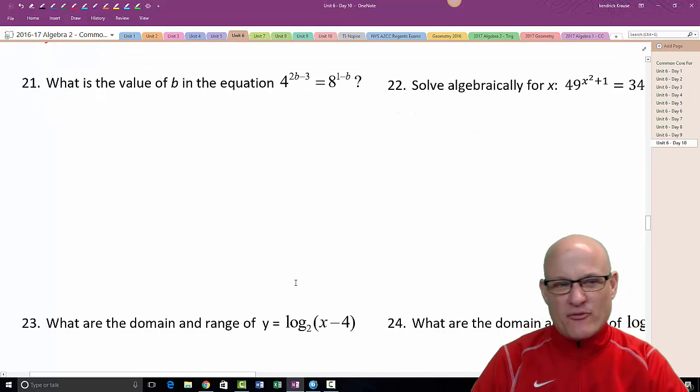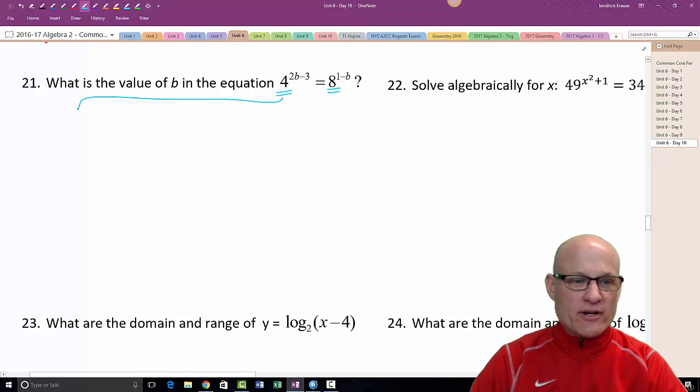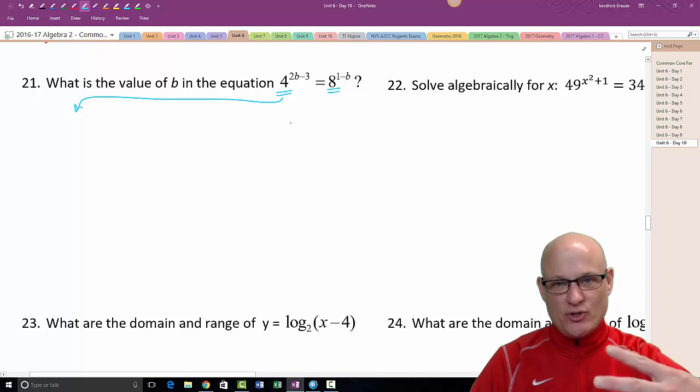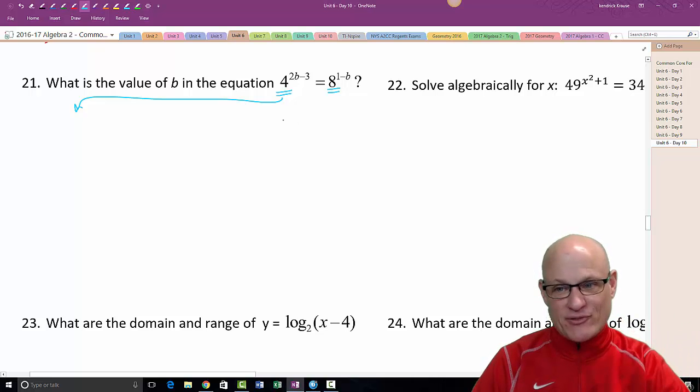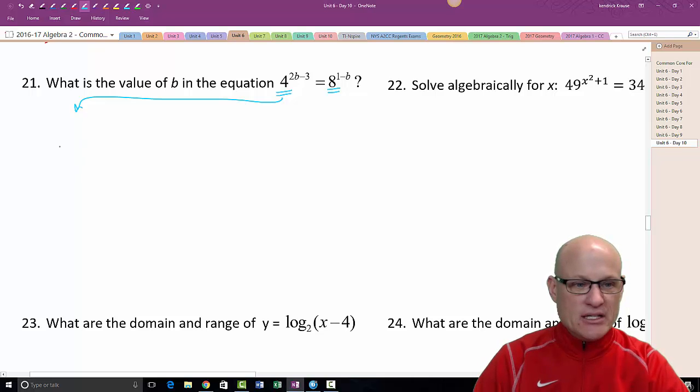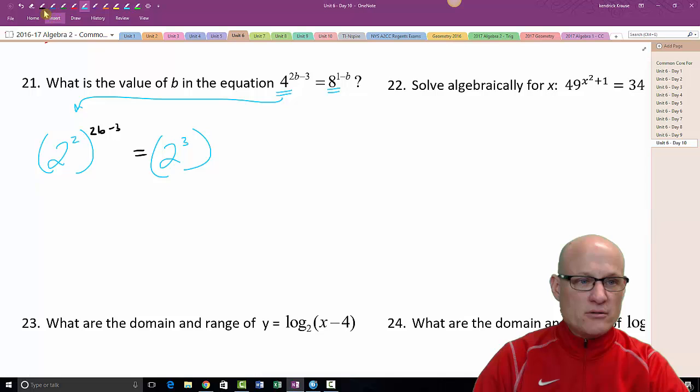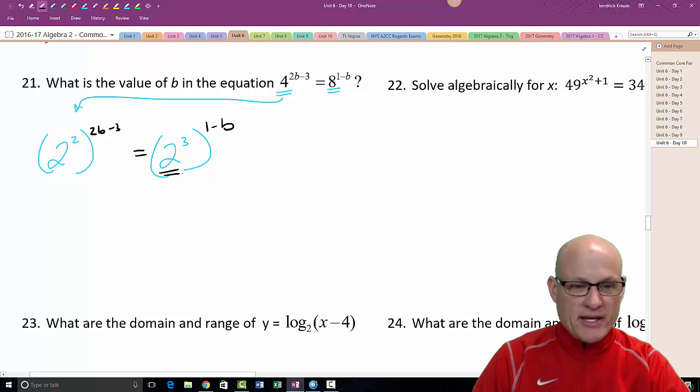All right, so what is the value of b in this equation? Notice that the bases are not the same. And I said when they're not the same, we need to make them the same. 2, 3, or 5, generally. Sometimes 7. You'll see we're probably going to use 7 soon. So this is 2 squared to the 2b minus 3 is equal to 2 cubed to the 1 minus b. So, once the bases are the same, I can set the exponents equal to each other.